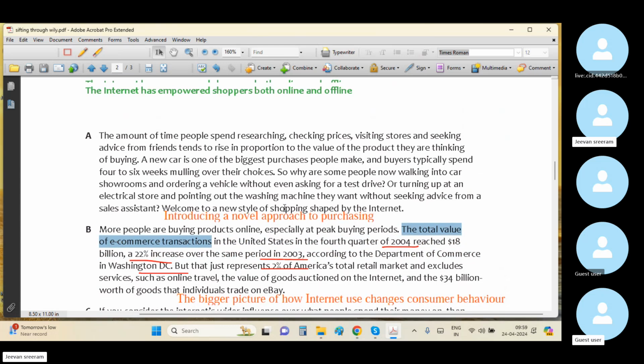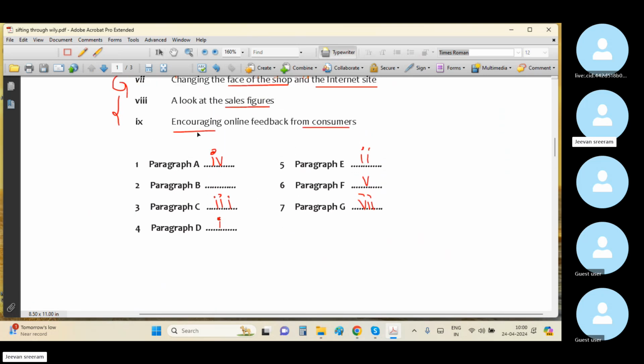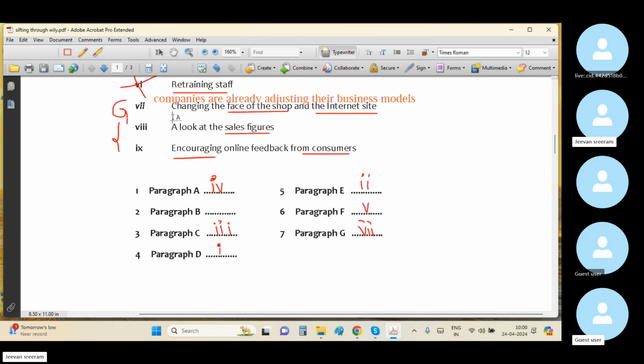Here we go. The total value of e-commerce transactions. Please observe the meaning. E-commerce transaction, sales: every transaction is considered a sale. Figures means the value. Figure means a number, no? Every e-commerce transaction is a sale. Figure is a total value. Figure means a value, a number.